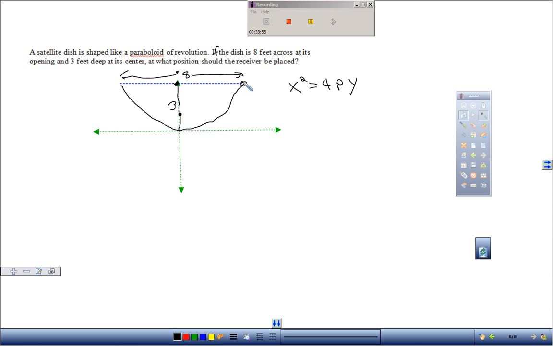And since it's 3 feet across, I know that this would be the point, since it's 8 feet across, I know that this would be the point 4, 3 over there. Okay? And so what I do is I plug in this point. I can't really plug in this point in the middle because that would make things disappear and you wouldn't get anything. So you have to pick a point out here that's actually on the parabola. And anyway, this point wouldn't be on the parabola.